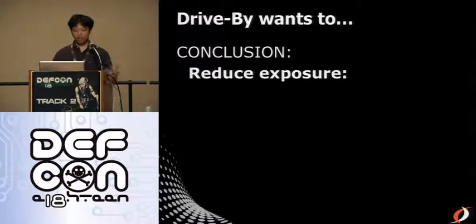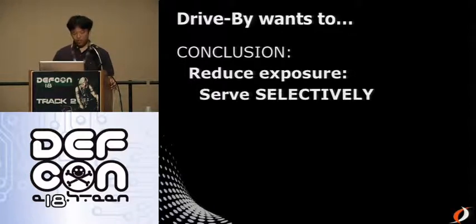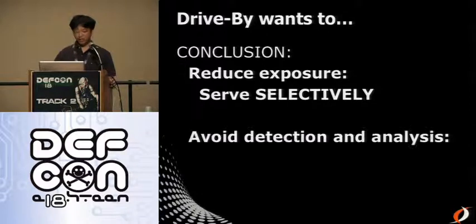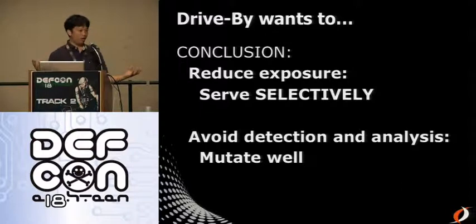So, conclusion. What are we going to do? First, reduce exposure. And you do that by serving selectively. For example, you can serve only to each IP only once. You log the IP that you've served to. Because if the visitor visits you for the first time and your exploit doesn't succeed, forget about it, right? But don't serve to him the second time because he might be somebody working at an antivirus company. Avoid detection and analysis. Then you got to mutate well.